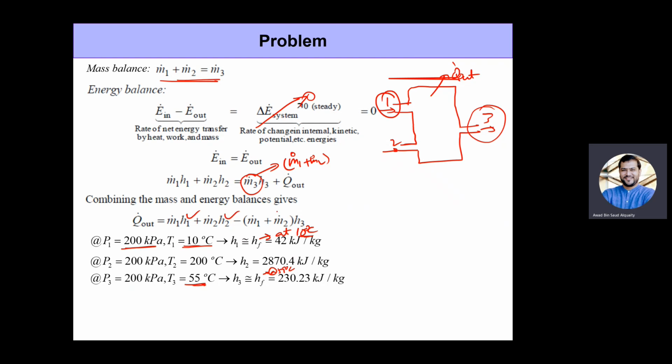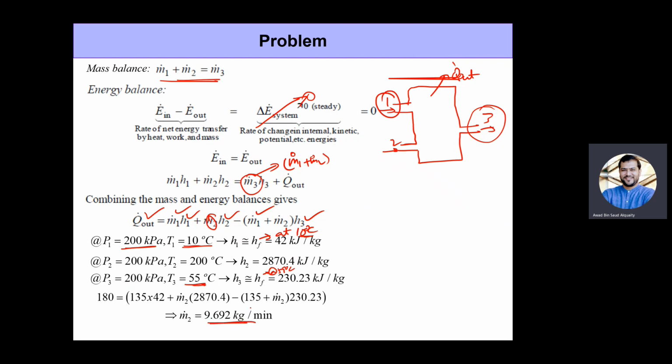We have these enthalpies in here. We have m dot 1 as well. Q dot out is also there. The only thing that we do not know is m dot 2. So there's just one unknown in one equation, and we can easily determine it. When you solve for it, m dot 2 comes out to be 9.692.